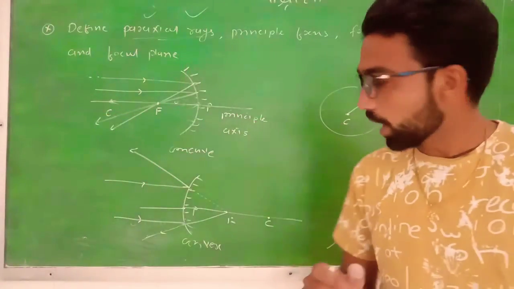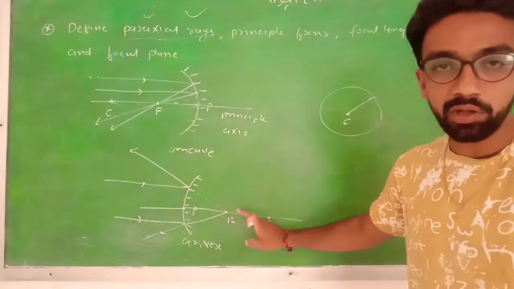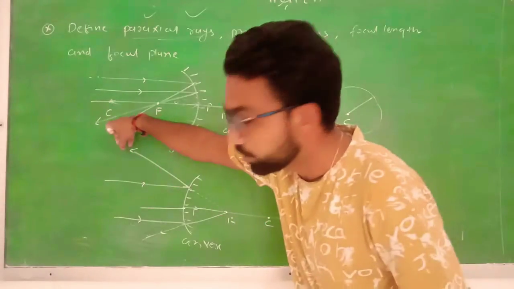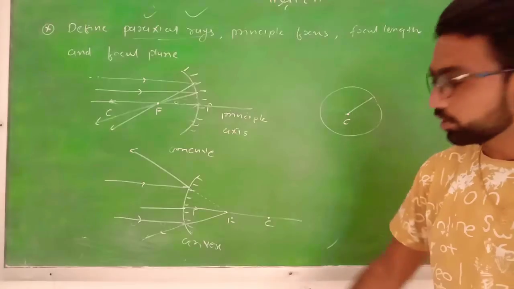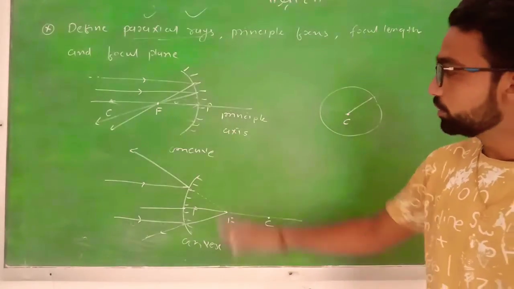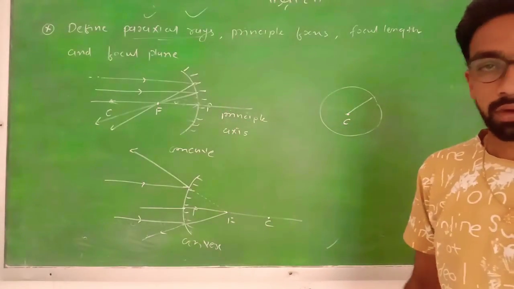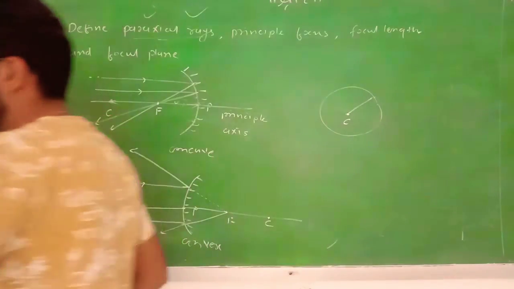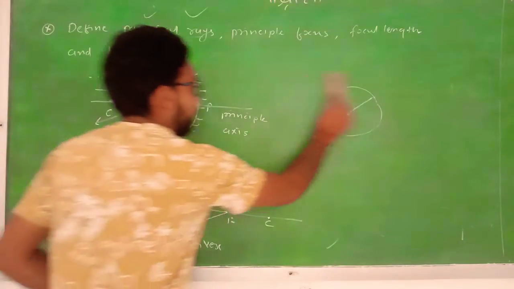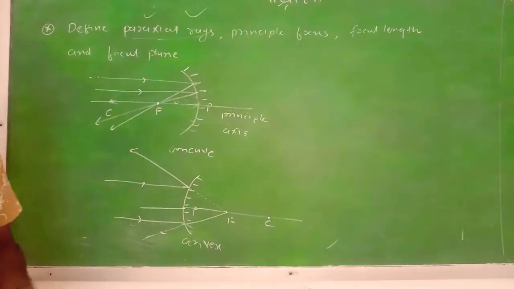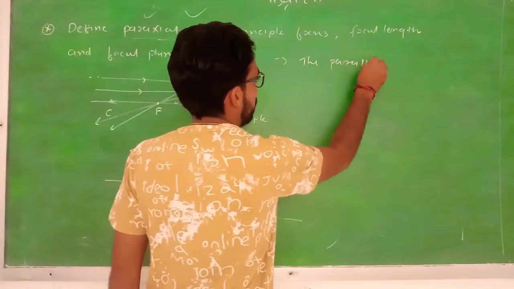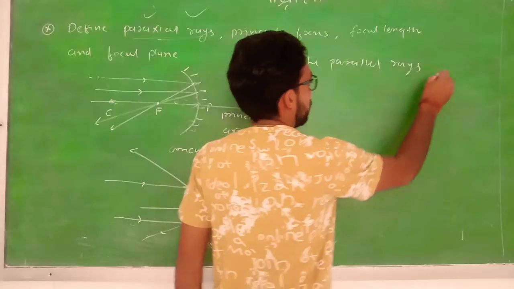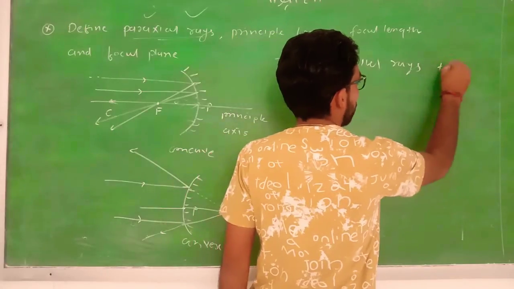It looks like it is coming from one point on the principal axis when you look from here. So this point is the principal focus for the convex mirror. This is for the concave mirror. Okay, so we have defined the principal focus. Then the parallel ray has two principal axes.